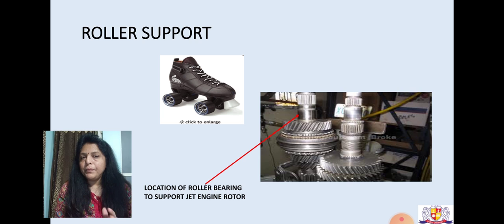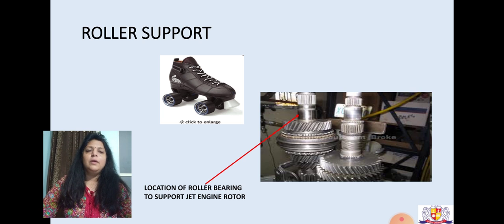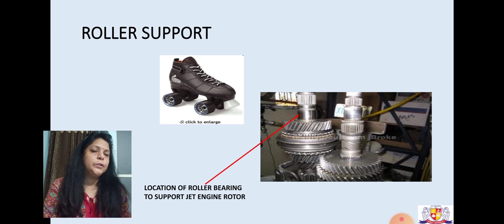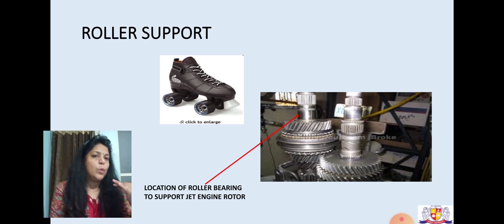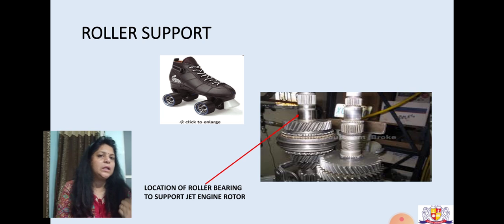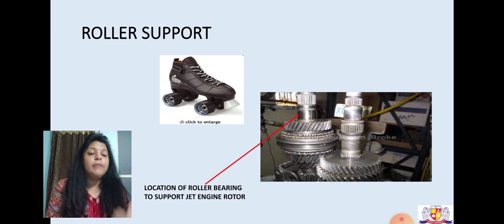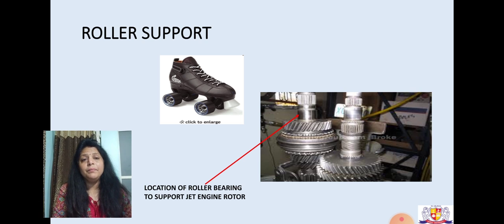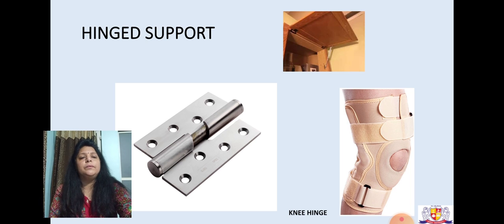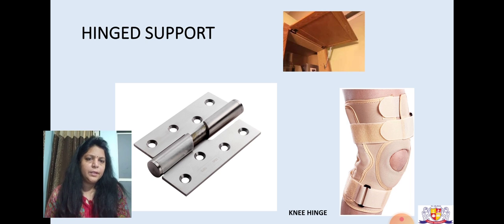Which bridge? A bridge which is constructed on a river. If you have seen the Golden Bridge, which is from Bharuch when you're going to Surat, one end of the bridge will be a roller support and the other end will be a fixed support. Okay. Now the second type of support is a hinge support.